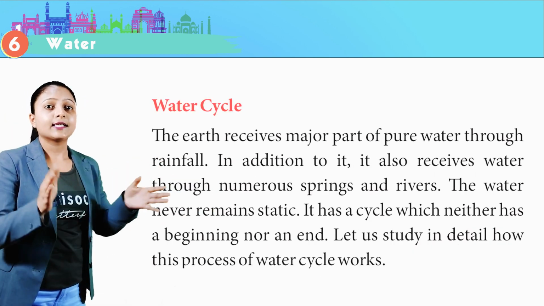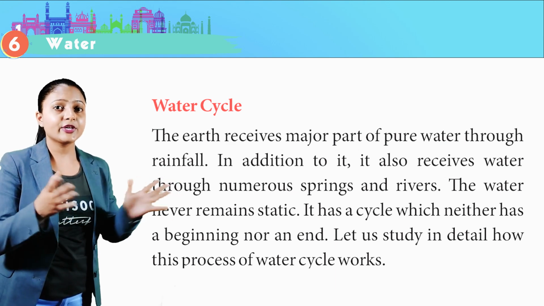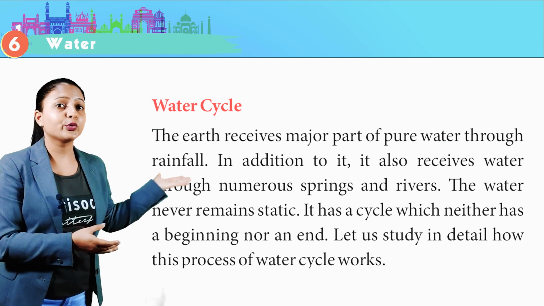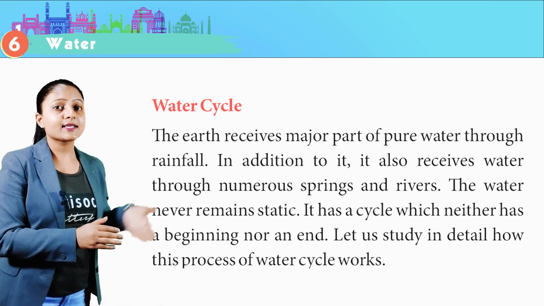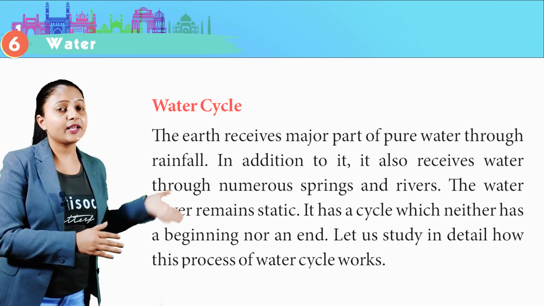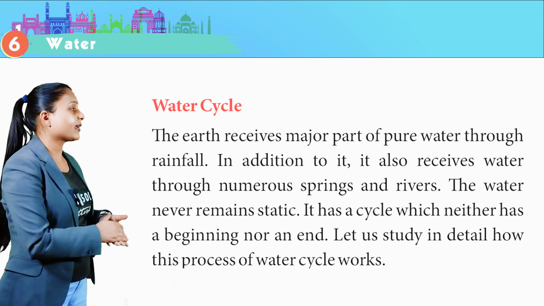Water cycle. The earth receives major part of pure water through rainfall. In addition to it, it also receives water through numerous springs and rivers. The water never remains static. It has a cycle which neither has a beginning nor an end. Let us study in detail how this process of water cycle works.